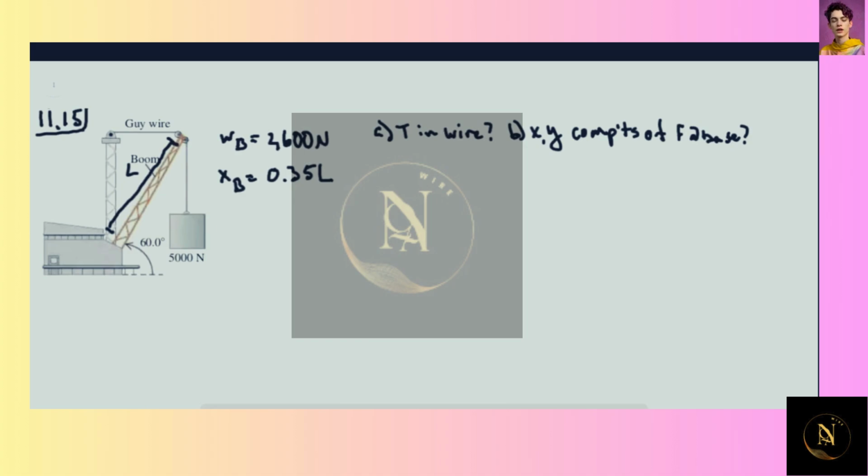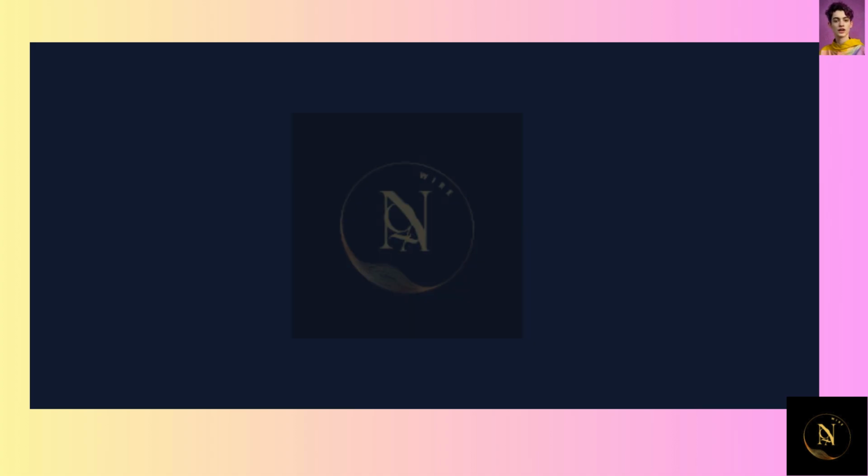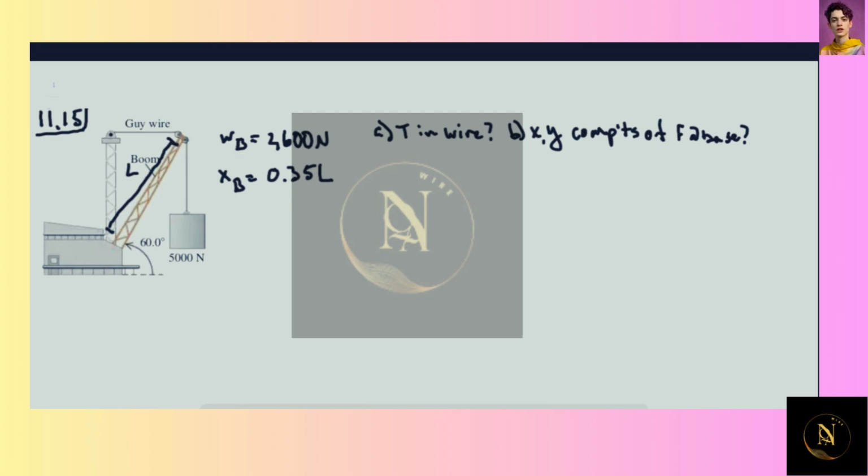Problem 11.15, we have this boom here. It's holding up a 5,000 Newton load. There's this guy wire. Center of mass of the boom is 35% along its length. So the center of mass will be roughly a third of the way up it. And what we want to know is first, what is the tension in this wire? And then what are the X and Y components of the force at the base here?